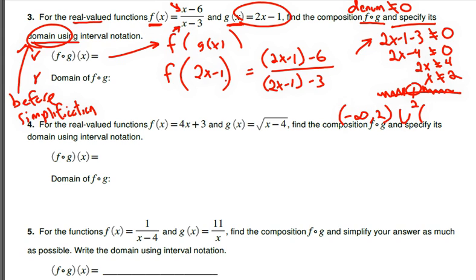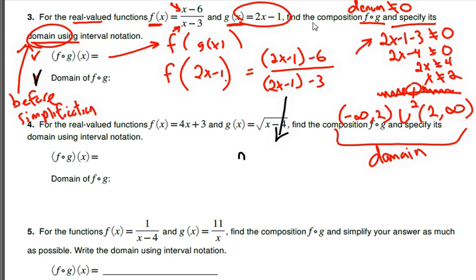So writing that in interval notation means I've got everything from negative infinity all the way up to 2, union with everything from 2 onward. Parentheses there because 2 is not part of that set, or part of that interval, I guess. So that's the domain. That's technically the answer to part 2 there.